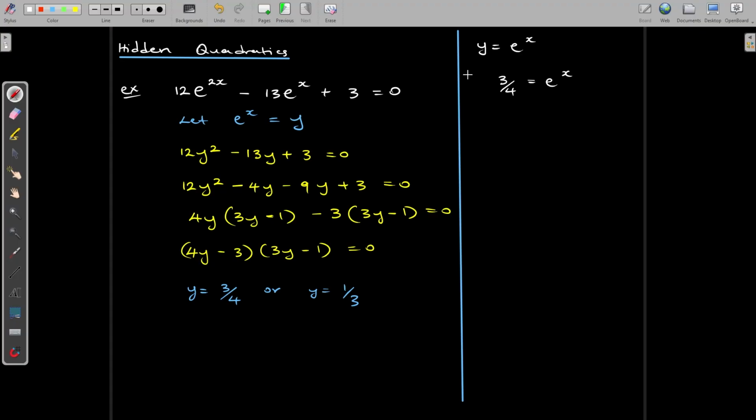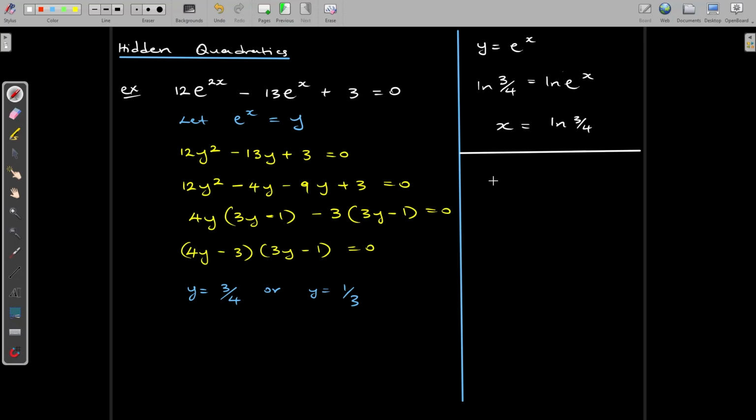We take ln of both sides, so ln e to the x. So therefore x is equal to ln 3 over 4. We can just leave the answer like that. It all depends on the number of marks for the question. If it's like, let me see, this would probably be like 3 marks, so we could give the answer as that. Or it doesn't hurt to just change it to its decimal form.